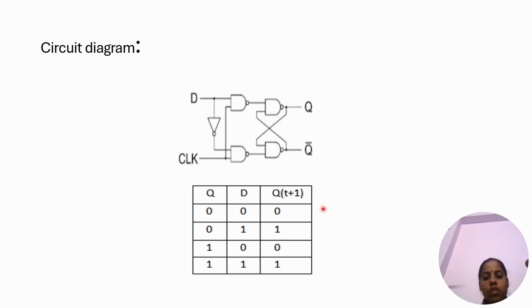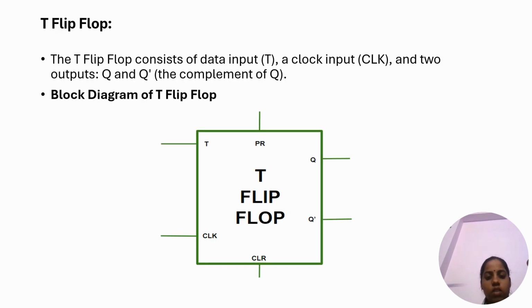This is the truth table of the D flip-flop. Here Q and D are the inputs and Q of T plus 1 is the output of the flip-flop. Q is 0, D is 0. The data present at the input appears at the output. Here data is 0 and Q of T plus 1 is 0. Here data is 1 and the output is 1. Here data is 0 and output is 0. Here data is 1 and output is 1.